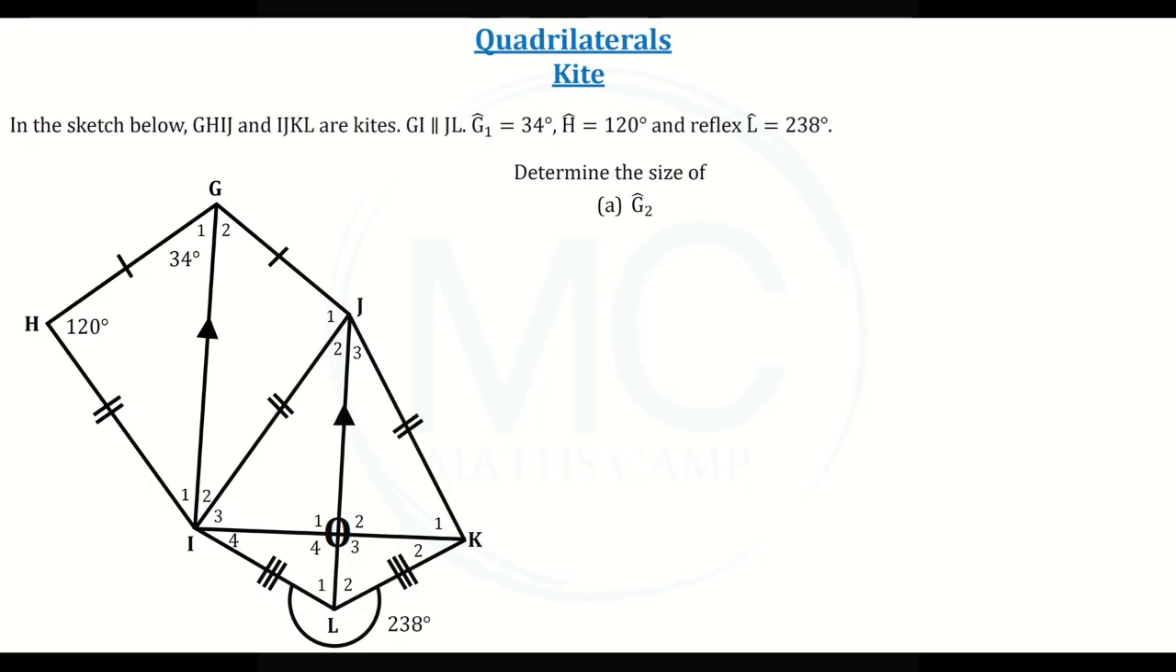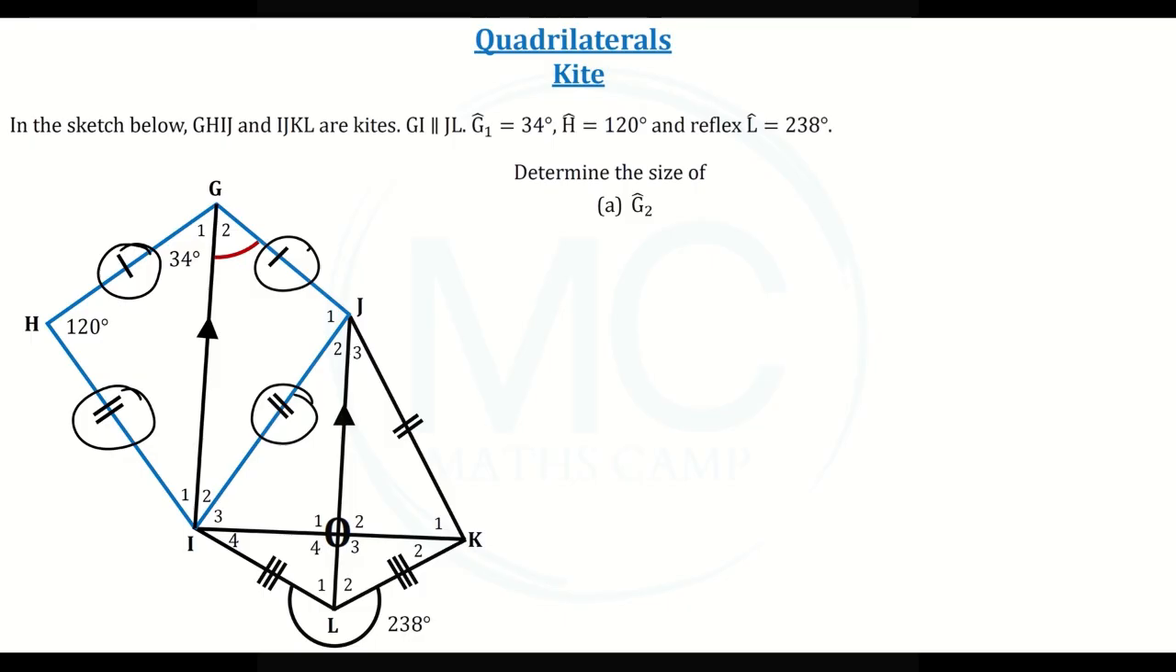Determine the size of angle G2. Let's make angle G2 red. We see that it sits in kite GHIJ, so let's make this kite blue. From the diagram, we can see that GH is equal to side GJ, and we know that HI is the same length as IJ.